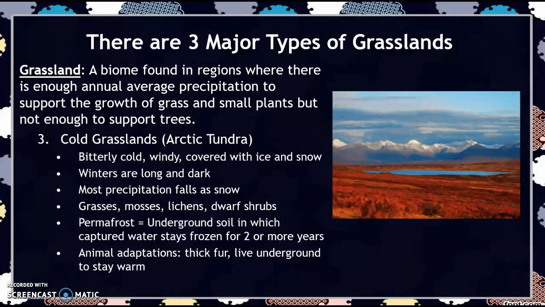Then we have cold grasslands, or the Arctic tundra. Here it's bitterly cold, windy, and covered with snow and ice for a majority of the year. Winters are long and dark, and most of the precipitation there falls as snow. It's dominated by grasses, mosses, lichens, dwarf shrubs, because its soil is mostly permafrost, which is underground soil in which captured water stays frozen for at least 2 years, most likely more. Here, animal adaptations help them stay warm, so thick fur or living underground during these really cold periods.